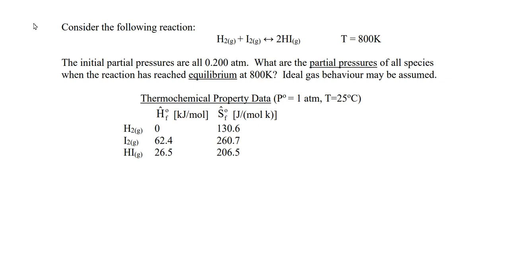Consider the following reaction. Hydrogen gas plus iodine gas gives hydrogen iodide gas. It is run at a temperature of 800 Kelvin in this problem, and it's an equilibrium reaction. The initial partial pressures are all 0.2 atmosphere. What are the equilibrium partial pressures of all species? Ideal gas behavior may be assumed.